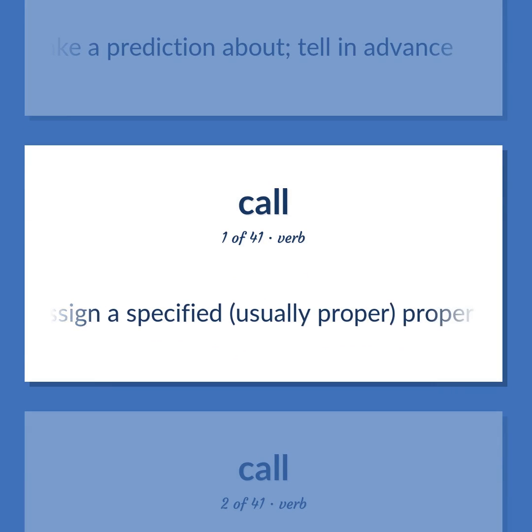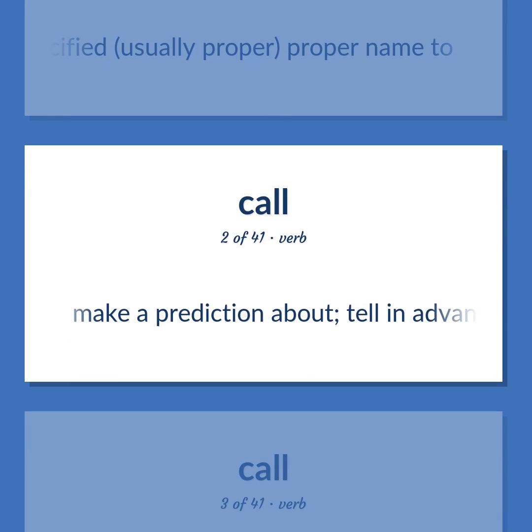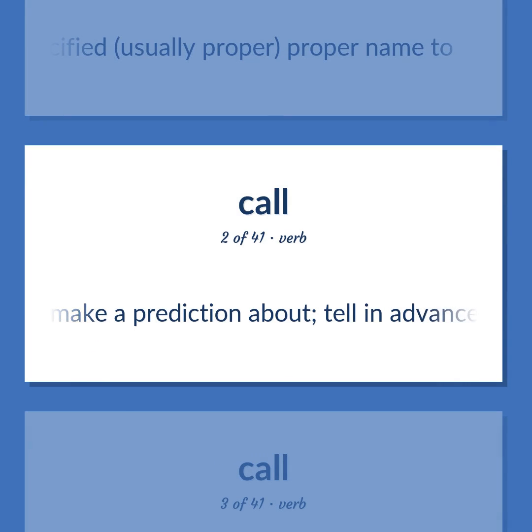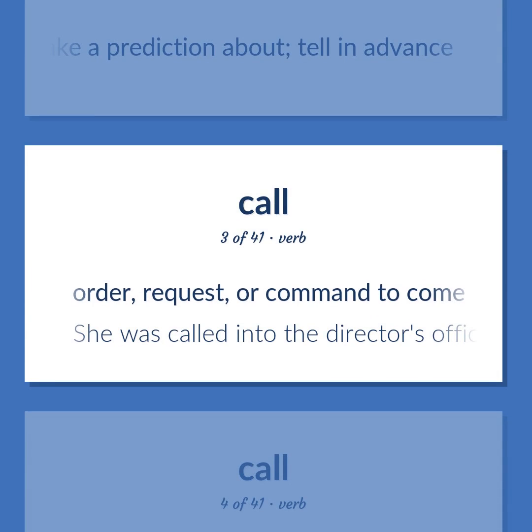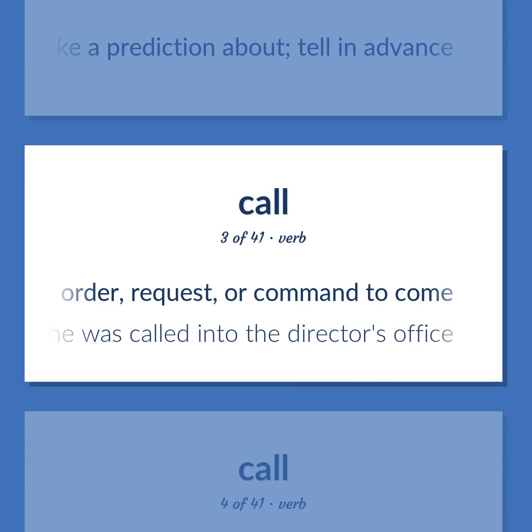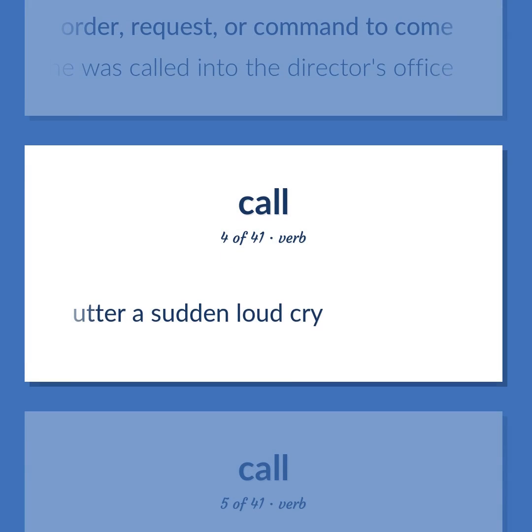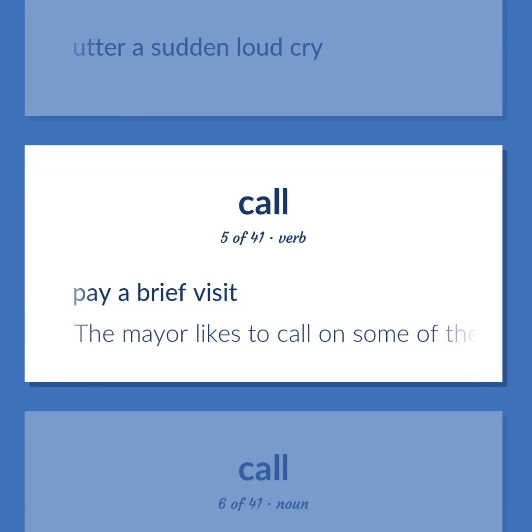Assign a specified, usually proper, name to. Make a prediction about. Tell in advance. Order, request, or command to come. She was called into the director's office. Utter a sudden loud cry. Pay a brief visit. The mayor likes to call on some of the prominent citizens.